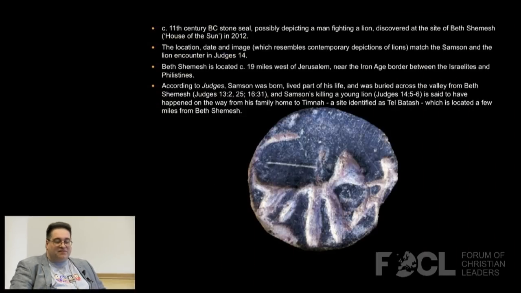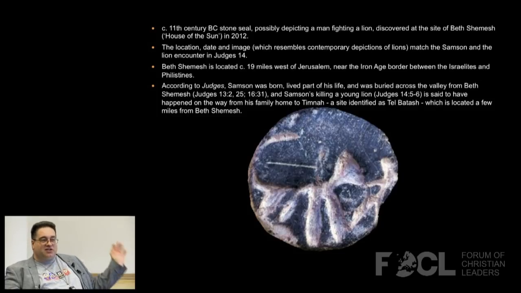And indeed, there still are things. So this is an 11th century BC stone seal, possibly depicting a man fighting a lion. You see the lion's on the left, with its tail curving up, 4 legs and a head. A man on the right, a man fighting a lion. Discovered at the site of Beth Shemesh, the House of the Sun, in 2012. The location, the date, and the image, which resembles contemporary depictions of lions, matches the Samson and the lion encounter from Judges 14.